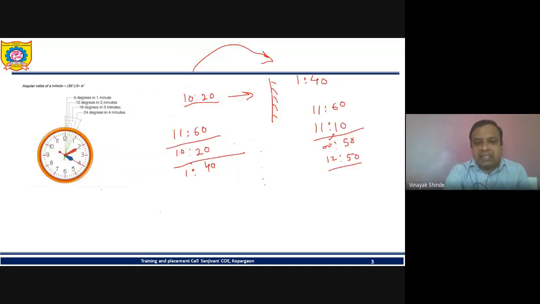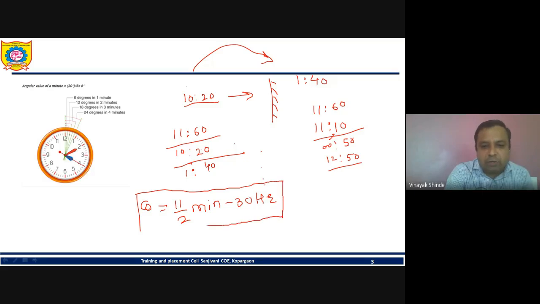Or there is a formula. What is that formula? Theta is equal to 11 by 2 into minutes minus 30 into hours. This is the formula to calculate the angle. It is a very, very important formula if you want to get the correct answer. Theta is equal to 11 by 2 into minutes minus 30 into hours.